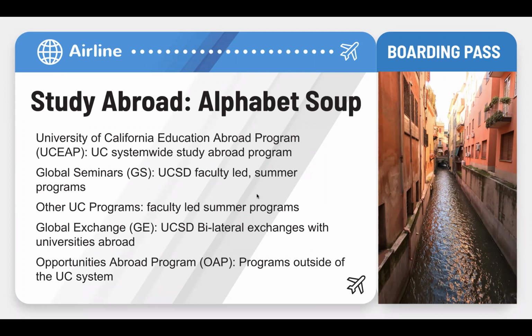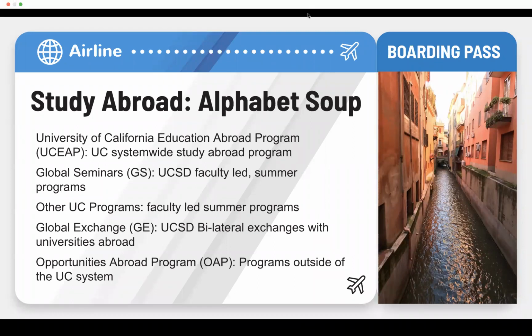The other program type available to our students is UC programs. Students can go on faculty-led summer programs through other UC campuses like UC Davis or UC Berkeley or UC Riverside. They may choose another UC campus to go on a program through because maybe they find a better fit through one of the other campuses. And again, it's very streamlined because it's going to be UC units and the grades are going to go onto their UCSD transcript.